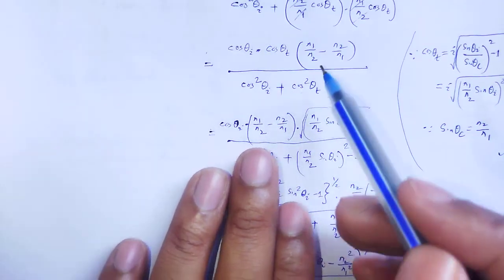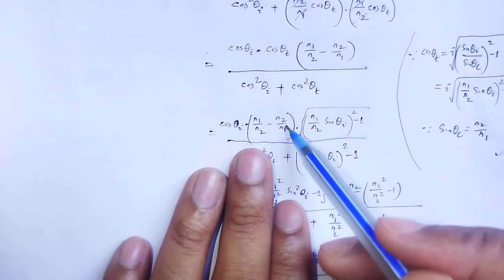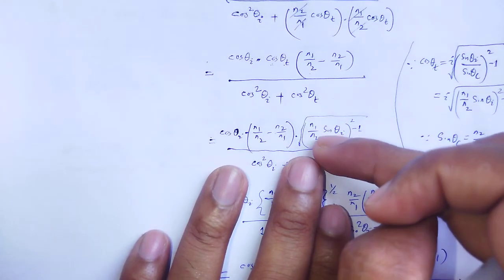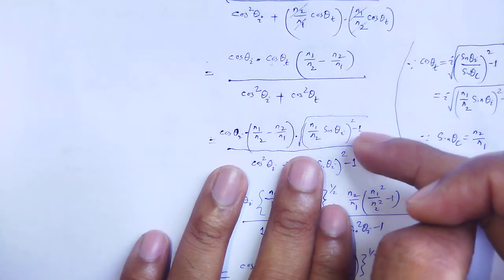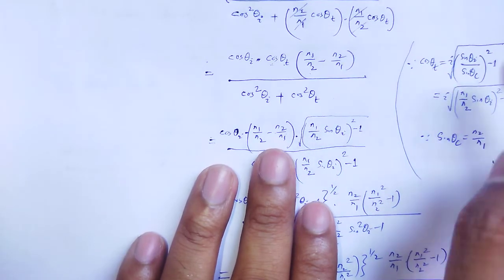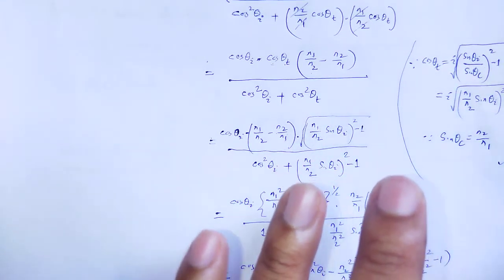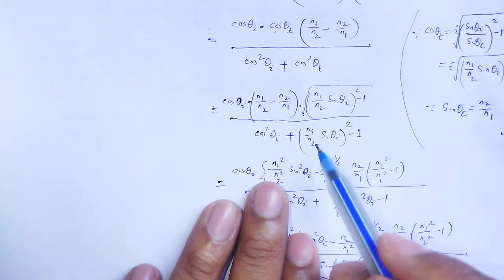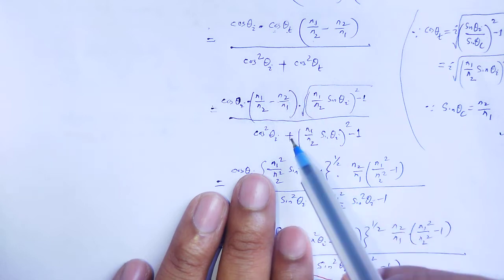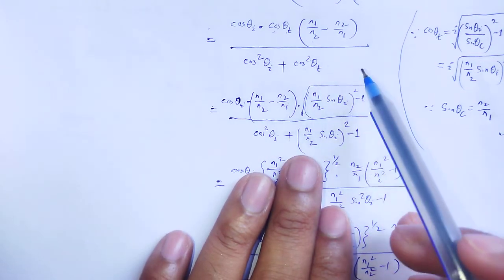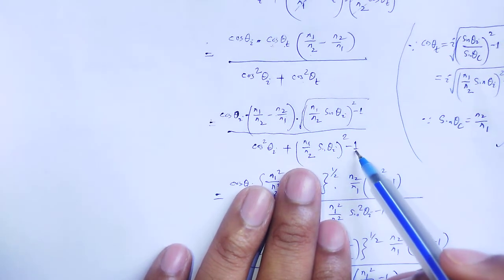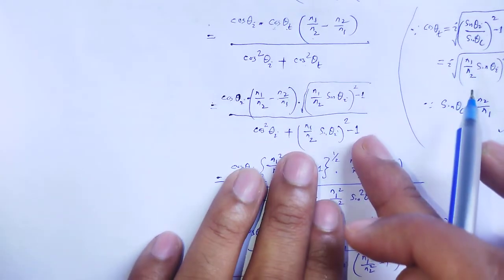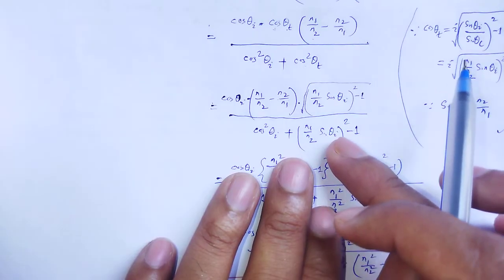So cos theta I into n1 by n2 minus n2 by n1 into, in place of cos theta t we substitute this one, n1 by n2 sin theta I whole square minus 1 under root. Now, as we know that cos theta t is imaginary, we put that value, plus cos square theta I plus, in place of cos theta t as usual that value, and when we square it we obtain n1 by n2 sin theta I whole square minus 1.